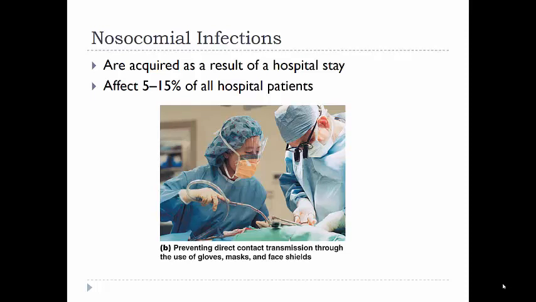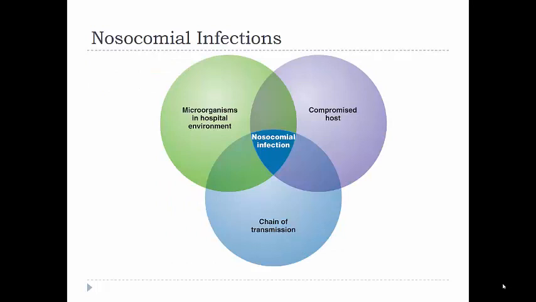Nosocomial infections are infections that are acquired in the hospital, and they affect 5 to 15% of all hospital patients. Now, in order for a nosocomial infection to occur, we have a perfect storm. We have a series of criteria that must be met in order for it to occur.